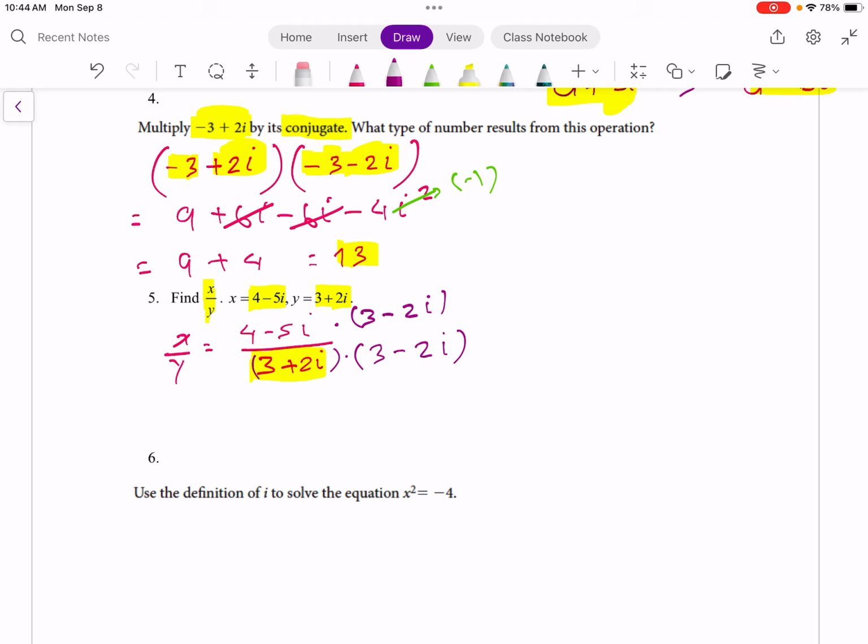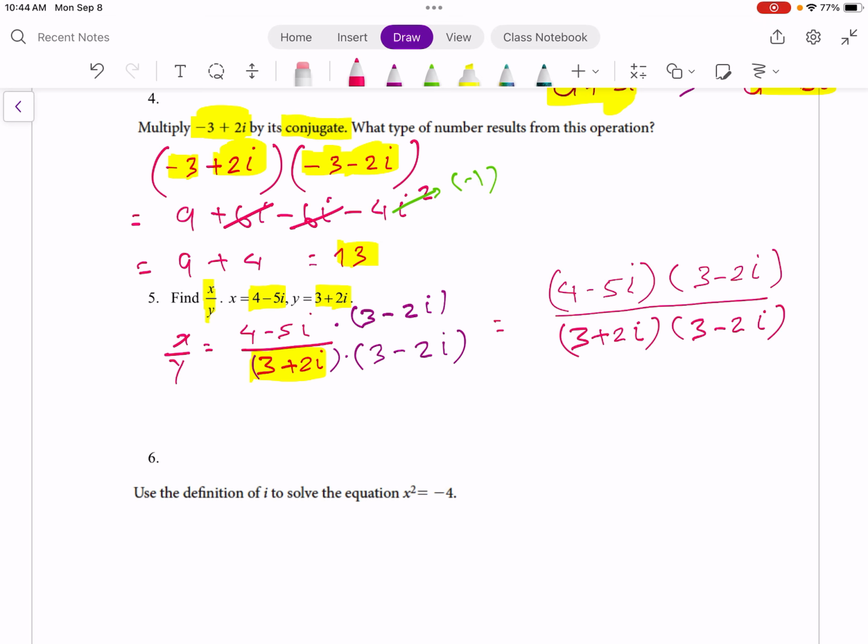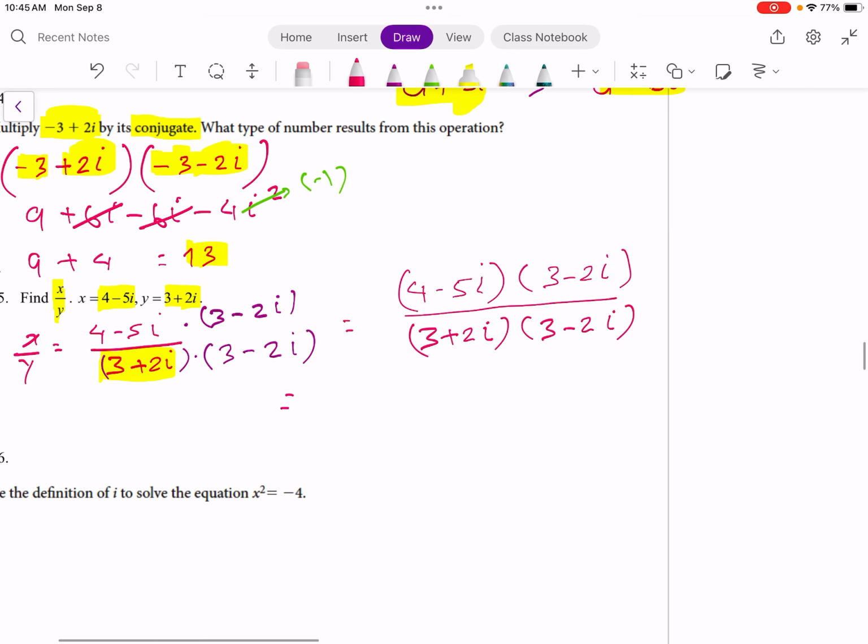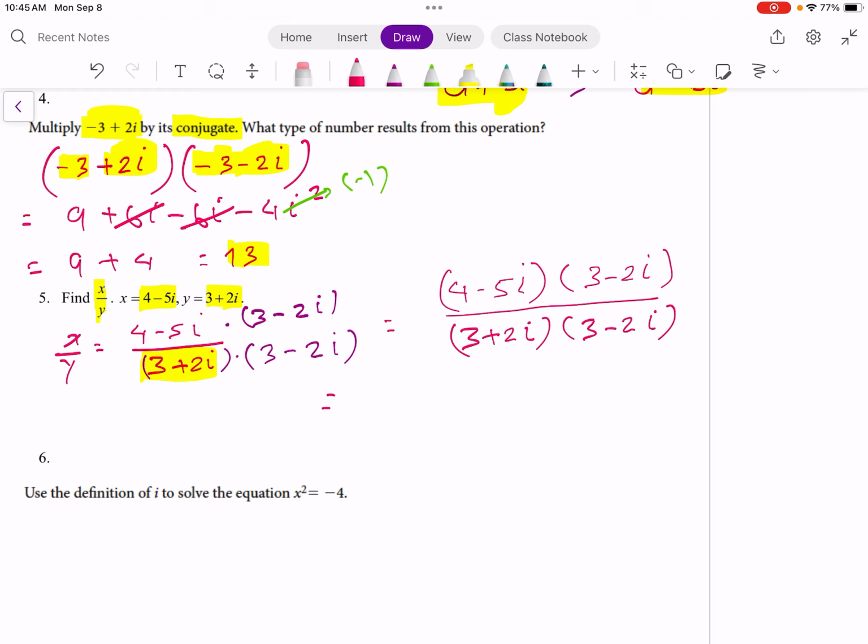Now let me rewrite this. Make sure to have parentheses, since we have more than one term. 4 minus 5i times 3 minus 2i, divided by 3 plus 2i times 3 minus 2i. Now I want you to multiply the numerators together and the denominators together, very similar to number 4. So multiply 4 minus 5i with 3 minus 2i, and multiply the denominator. If you need help, let me help you.